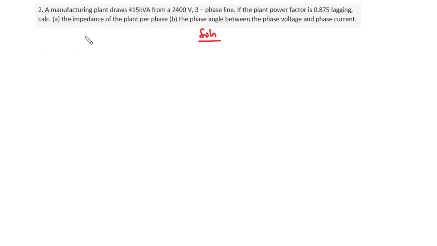So from the question, we are being told that a manufacturing plant draws 415 kilovolt amperes of power, which happens to be the apparent power. So that is 415 kilovolt amperes from a 2400 volt three-phase line. So this happens to be the line-to-line voltage, or better still, the line voltage, that is 2400 volts, and we can express this as 2.4 kilovolts. We also have the power factor of the plant to be 0.875.